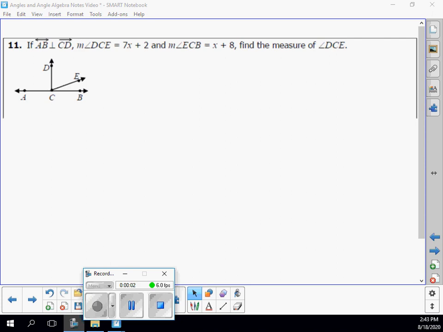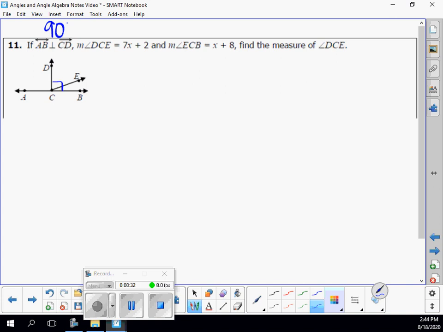Okay, today we're going to build on our angle vocab and our angle pairs and add some algebra in there, so solve some equations with them. If you look at number 11 on page 10, it says line AB is perpendicular to ray CD. Well, remember that symbol means 90 degrees. They're perpendicular is what that's saying. So when AB and CD intersect, that forms a 90-degree angle.